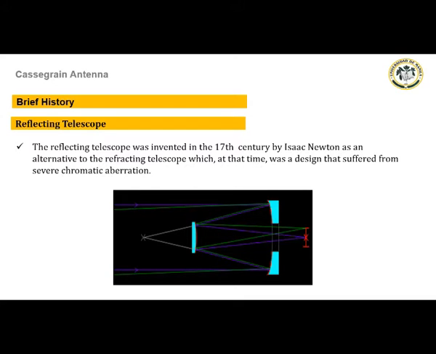Reflecting telescope. So, ang reflecting telescope naman, tinatawag din natin itong reflector. Isa siyang telescope na gumagamit ng single or a combination of curved mirrors that reflect light para makabuo ng image. The reflecting telescope was invented in the 17th century by Isaac Newton as an alternative to the refracting telescope, which at that time was a design that suffered from severe chromatic aberration.